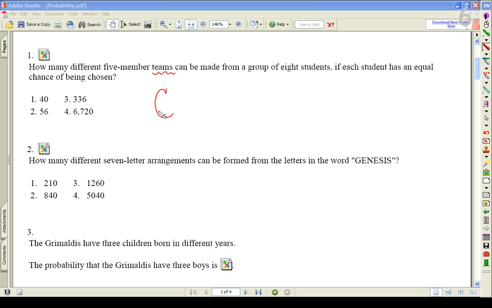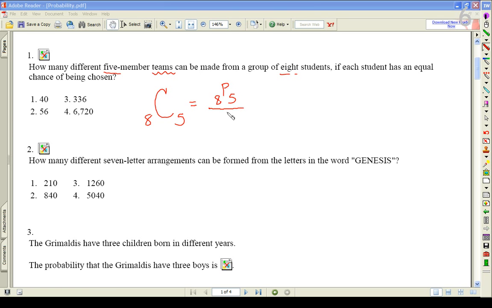And then I take a look at the other notes in the problem. We have 8 students, and we want 5-member teams. So the 8's going to go down here, and the 5 down here. Now to do a combination, you can simply type it in your calculator if you really want, or you can do the longhand version. I'm going to show you the longhand version here. Longhand version requires you to know something about a permutation. A permutation of 8 things taken 5 at a time.